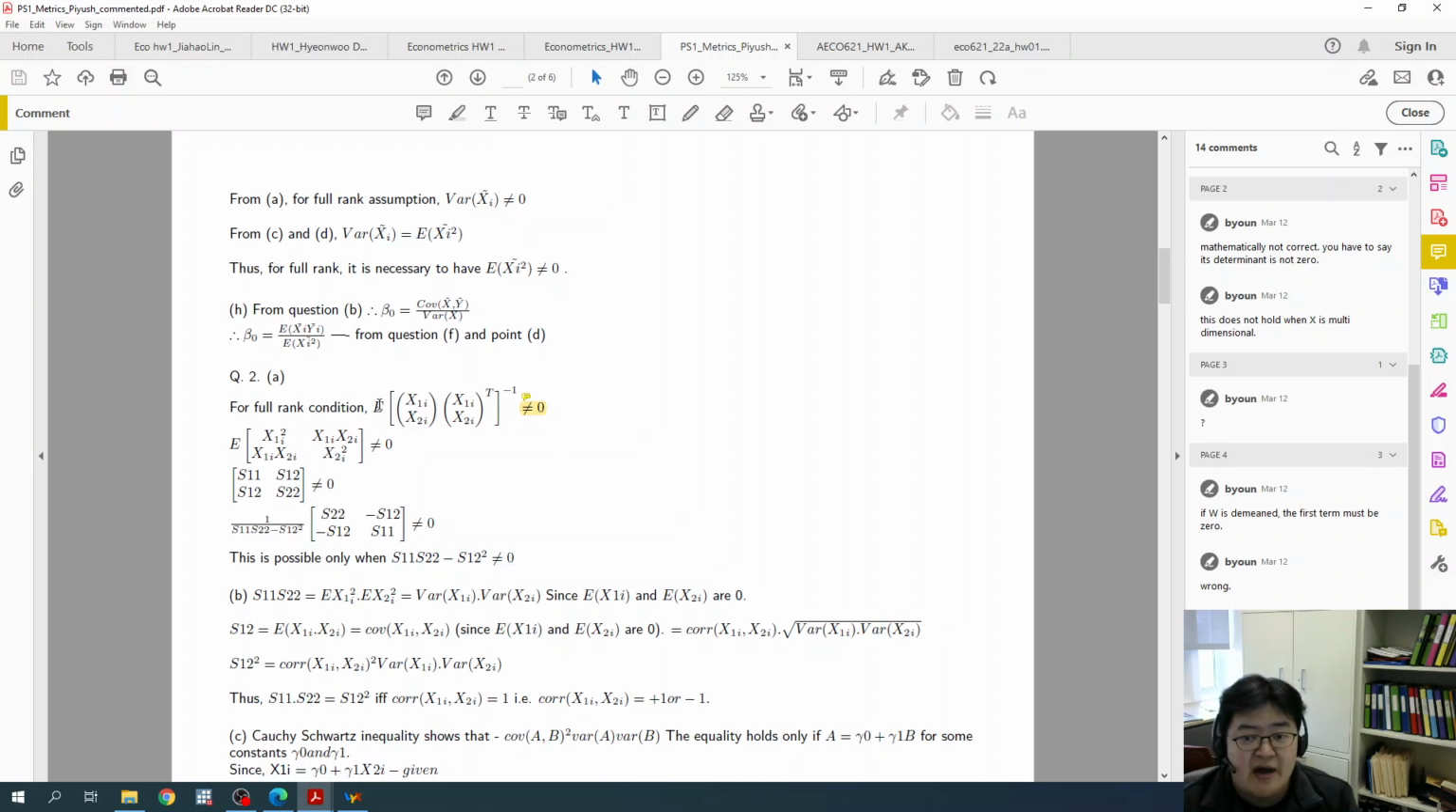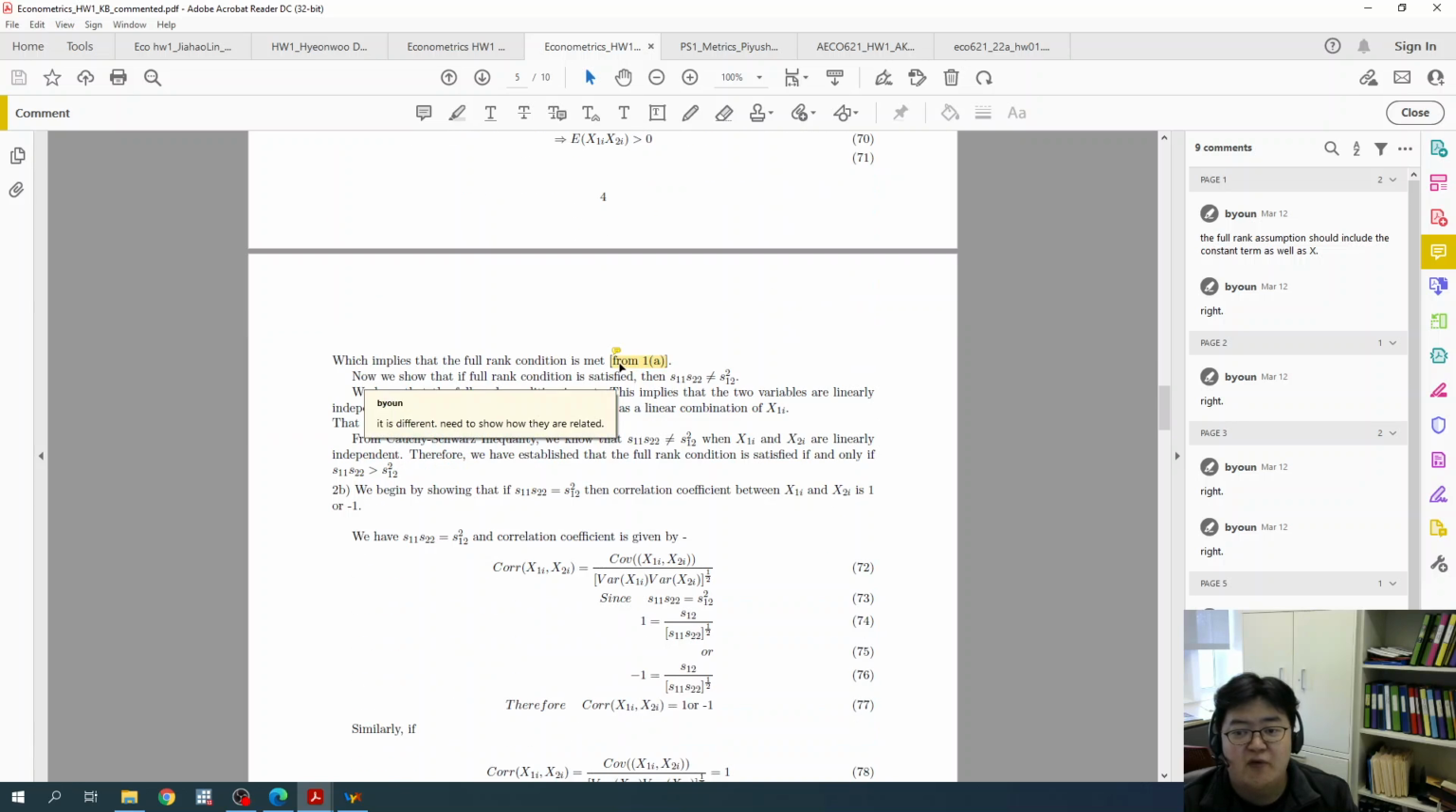I'm not sure if it's a non-zero matrix or not, or maybe the left-hand side may not be defined at all. Then this statement cannot be true or false. It cannot be established at all. So this is not a correct statement, first of all.